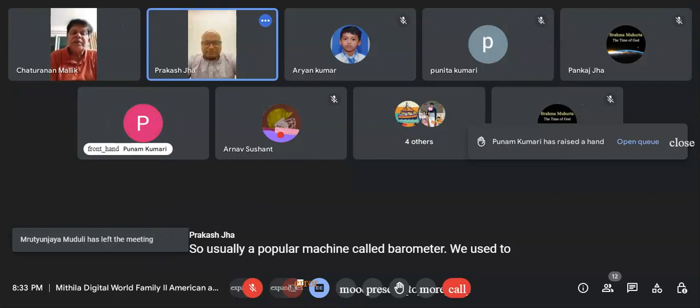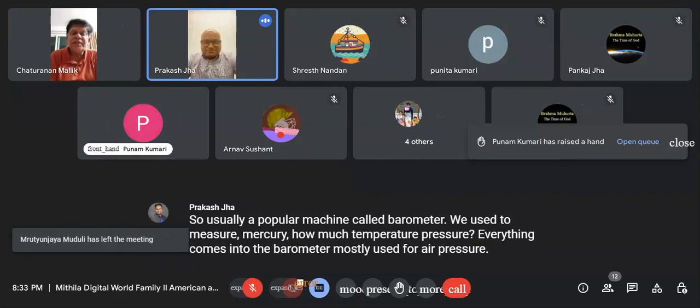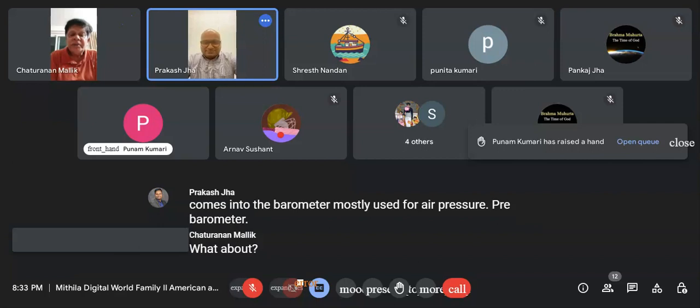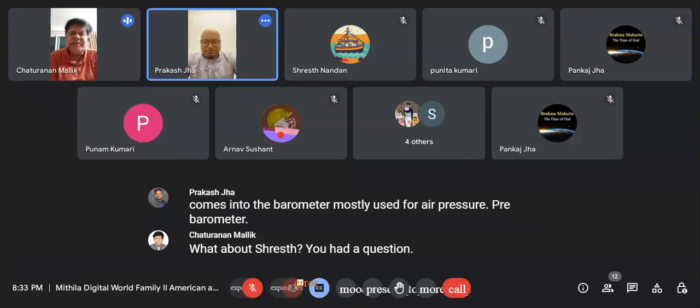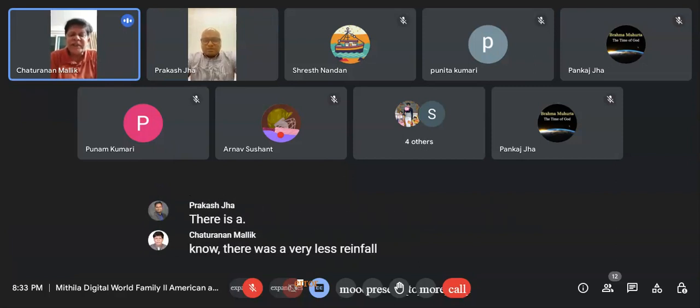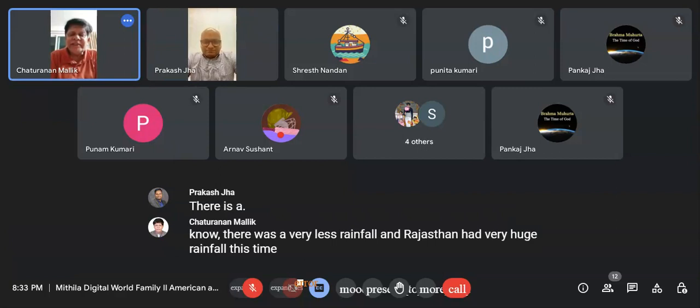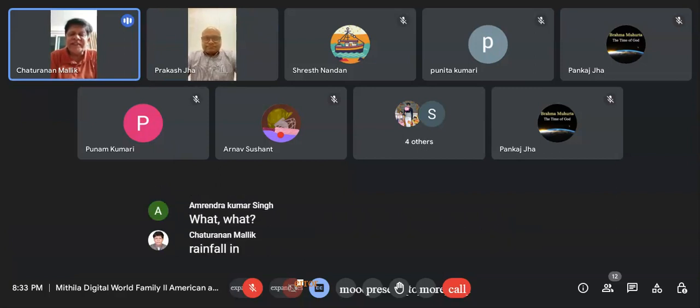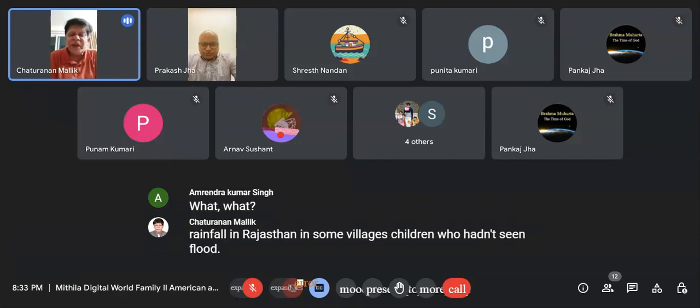Hmm. Barometer. What about Shrest? You had a question? Sir, this time in Bihar there was very little rainfall, and Rajasthan had very huge rainfall this time. Yes, sir. In fact, there was so much rainfall in Rajasthan in some villages. Children who hadn't seen a flood saw the flood this time. Right, while in Bihar there is no rain at all, almost dry.